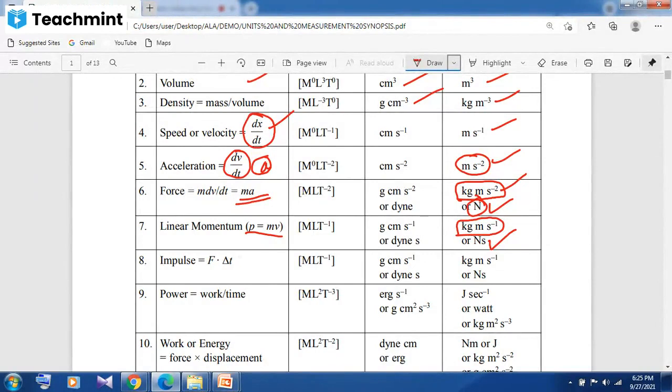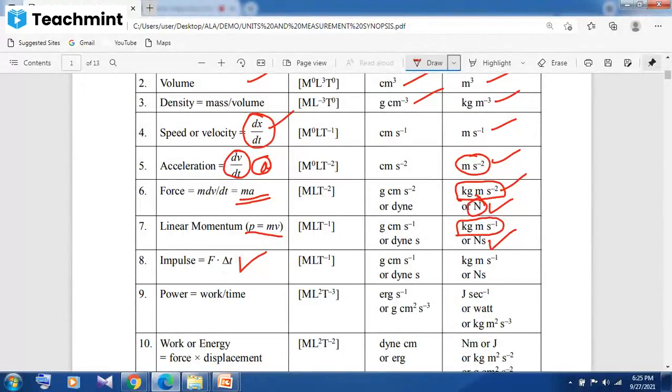Next comes impulse. What is impulse? Impulse means large force acting for a short period of time. That means if you're kicking a football or hitting a ball with a bat, you apply a large force, and the time for which it acts on the body is very, very small, within that a large amount of force will be delivered to that body. So impulse is nothing but force into time.